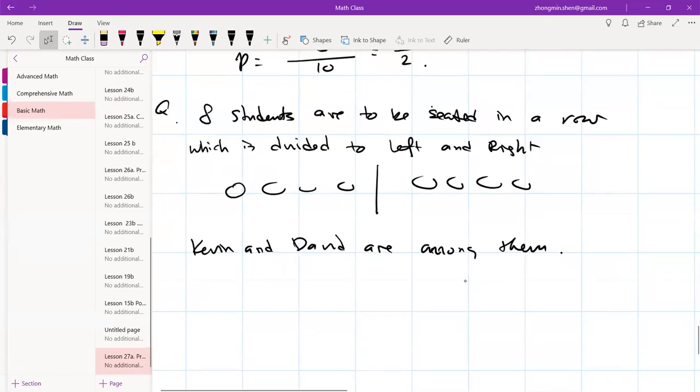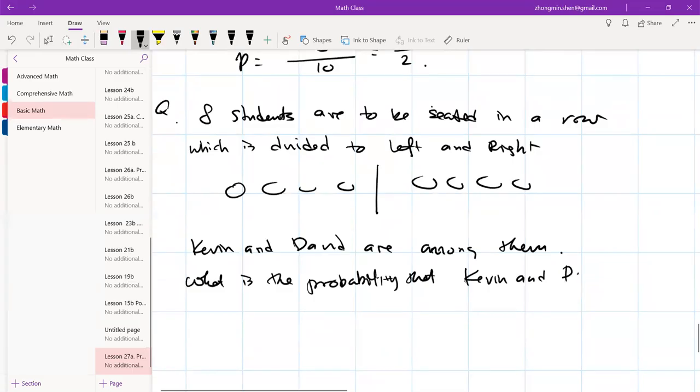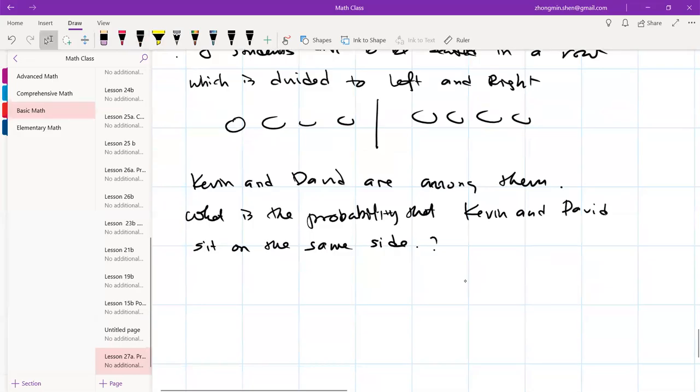What is the probability that Kevin and David sit on the same side? So in other words, you randomly put eight students in a row, and there's left and right. Same side means the same left-hand side or same right-hand side. So what is the probability David and Kevin are on the same side?